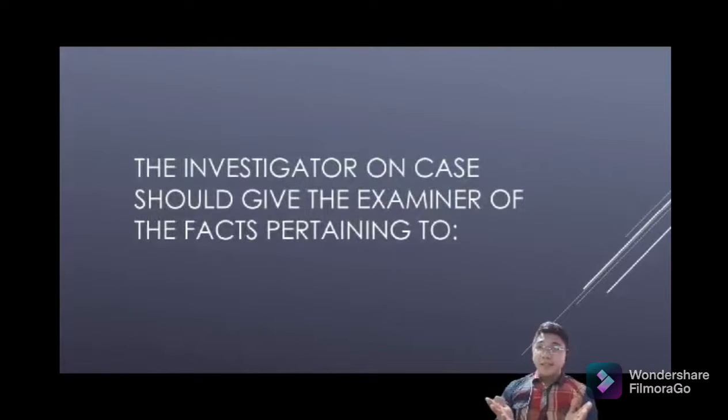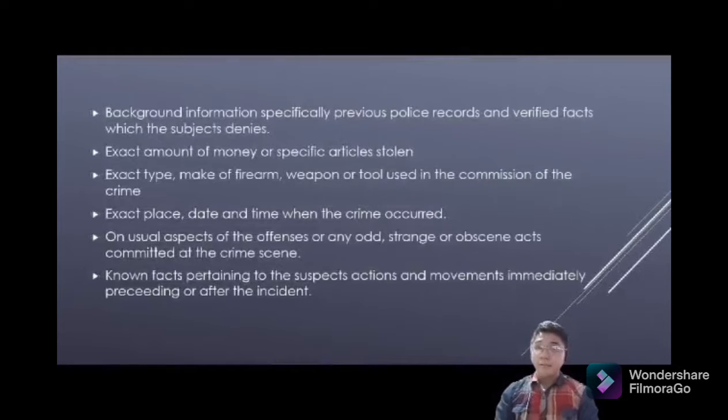The investigator on the case should give the examiner the facts pertaining to, first, background information, specifically previous police records and verified facts which the subject denies. Now, the information could relate to the exact amount of money or specific article stolen, if it concerns theft or robbery. Next, the exact type and make of firearm, weapon, or tool used in the commission of the crime. If there is evidence found at the crime scene, that evidence could be used in the formulation of questions, or what we call evidence-collecting questions.